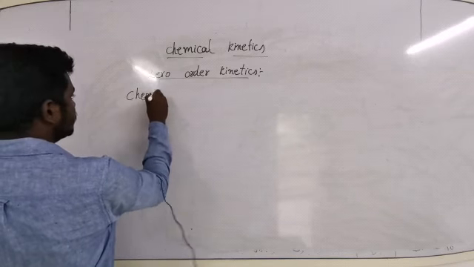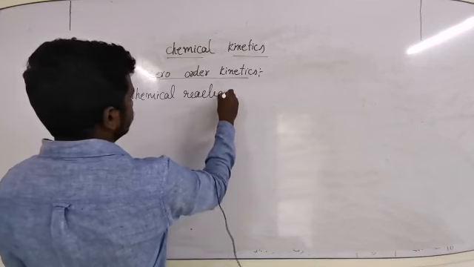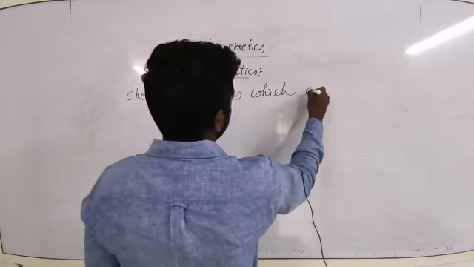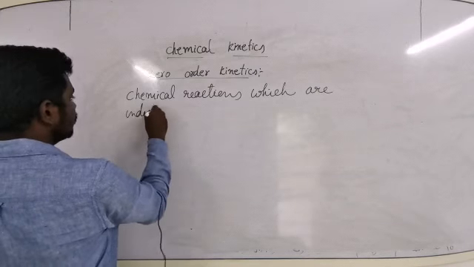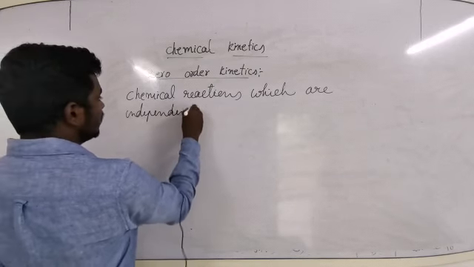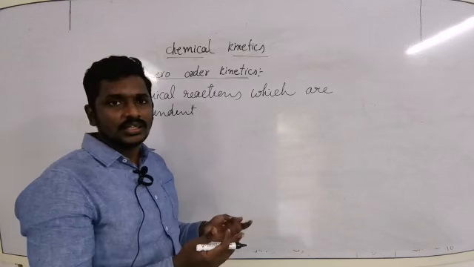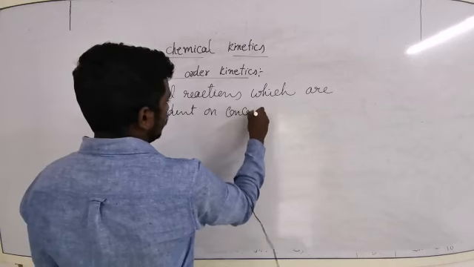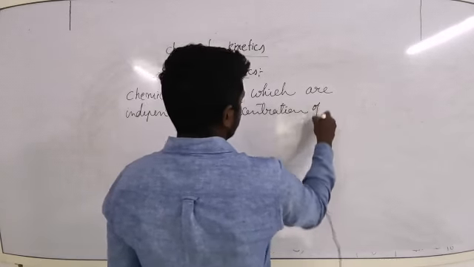So chemical reactions which are independent of concentration of reactants. That means even if you increase or decrease the concentration of reactants, it will not change the speed of the reaction, which is independent of concentration of reactants.